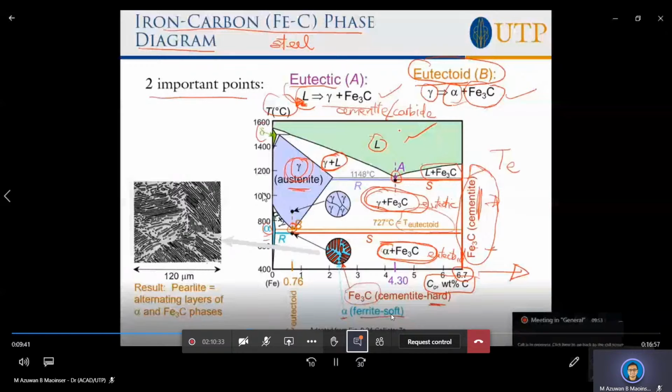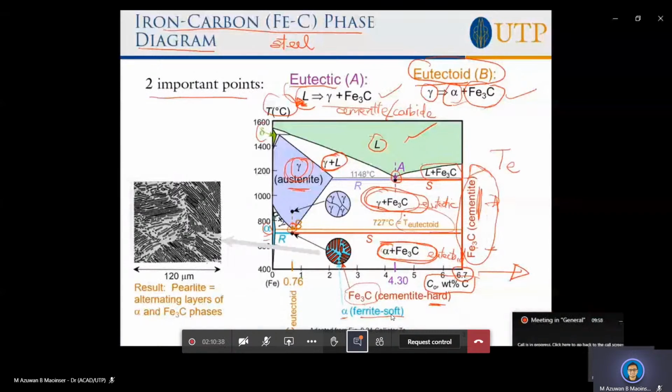Okay, so over here, just now alpha and cementite. This eutectoid microstructure also has a specific name, what we call pearlite. When we mention pearlite, at the back of your mind, it is alternating layers of alpha and cementite. So instead of calling it eutectoid microstructure, we have a specific name, pearlite.